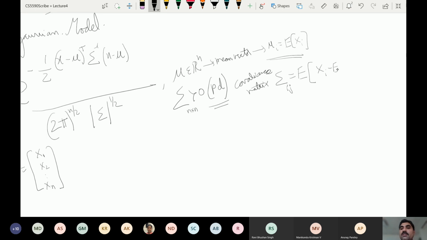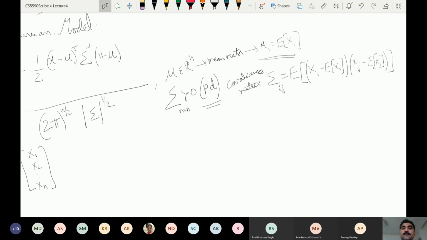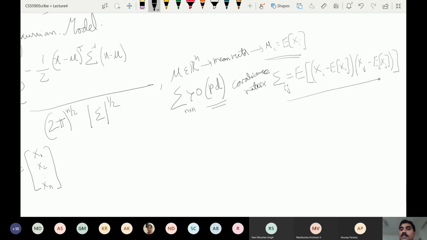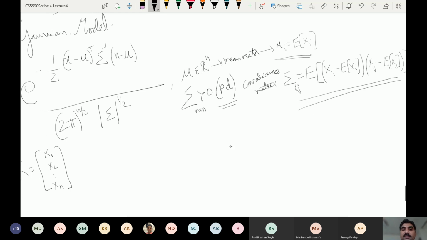So this is the formula of the covariance. All these you should have studied some time back, but this is just to refresh your memory. And what you can show is, as long as x is a valid Gaussian distribution, the covariance matrix will be positive semi-definite. Okay. Now, what is positive semi-definite?